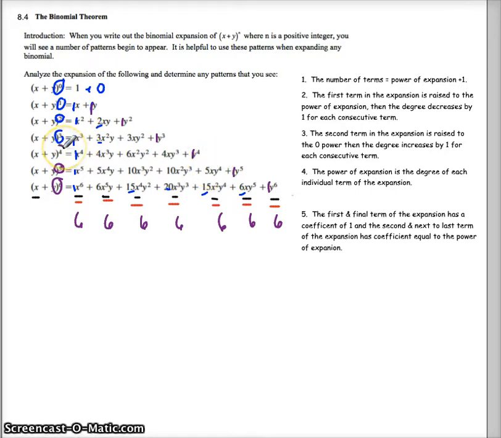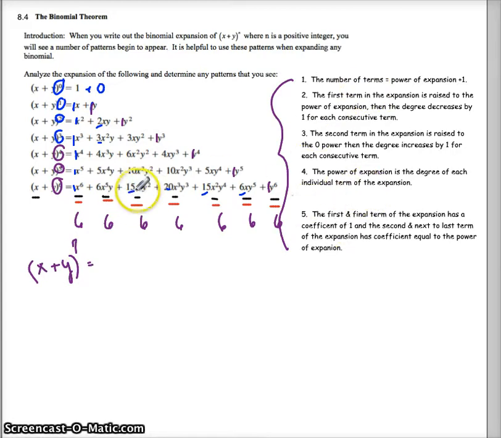When the power is 4, the second term has a coefficient of 4, and the next to last term has a coefficient of 4. So I hope that you have jotted down these patterns, and I hope you'll find them useful. I want you to try to expand x plus y raised to the 7th power, and I want you to use the patterns that we've discussed here.